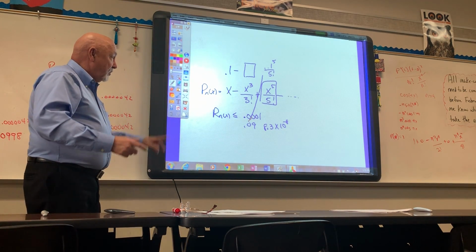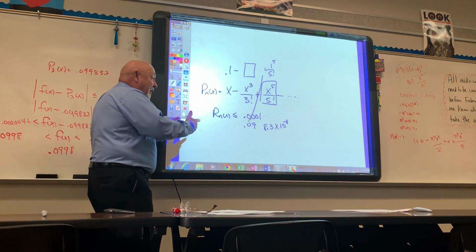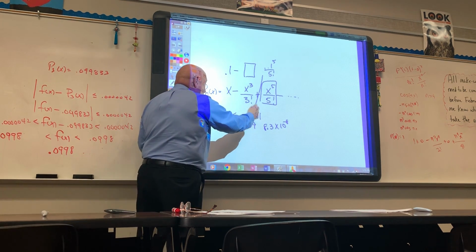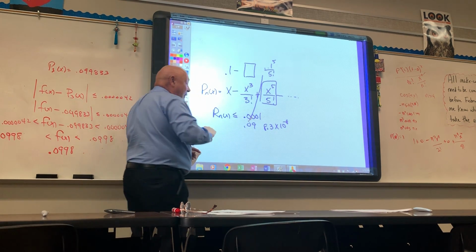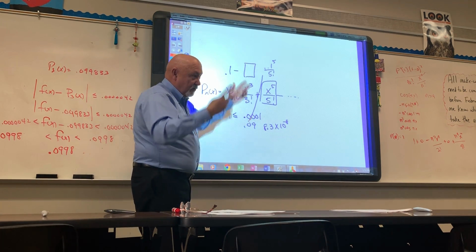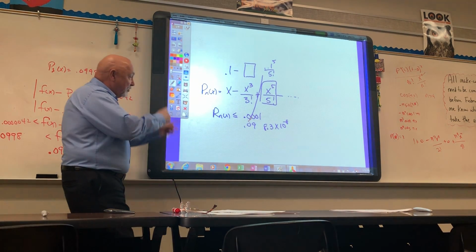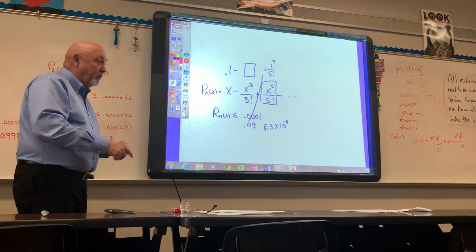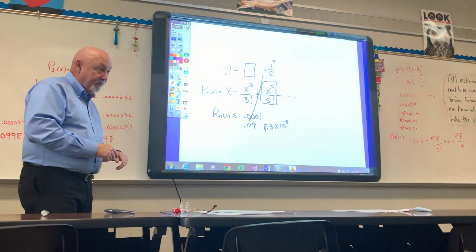So they could ask you for the sum with an error less than this. You just add these 2 together. How many terms are needed for the error to be less than this? That's where we do 2 terms. And those are things that we're going to be doing, part of Lagrange error bound.